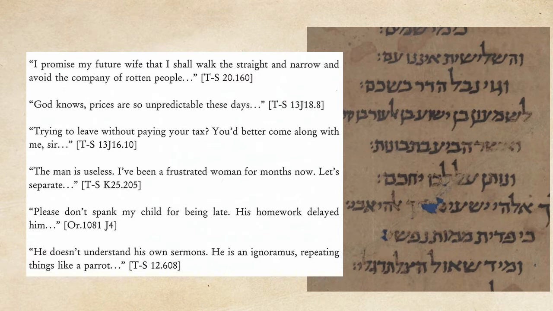There's a bunch of quotes from different manuscripts, and we do them one by one. Okay. I promise my future wife that I shall walk the straight and narrow and avoid the company of rotten people. Yeah, these are probably proposals, but you didn't propose to the bride, you proposed to the parents, so they're going to have to say, well, I will behave so well. Yeah. God knows prices are so unpredictable these days. Yeah. So also interesting.